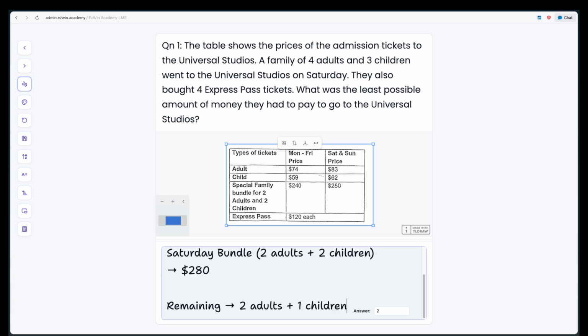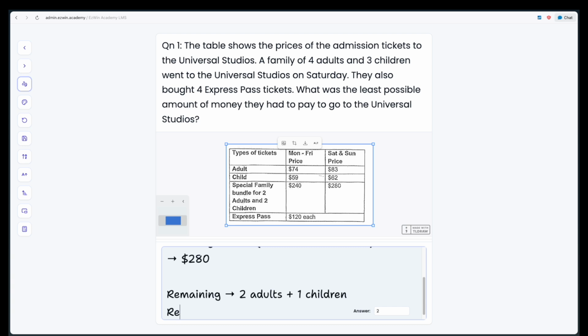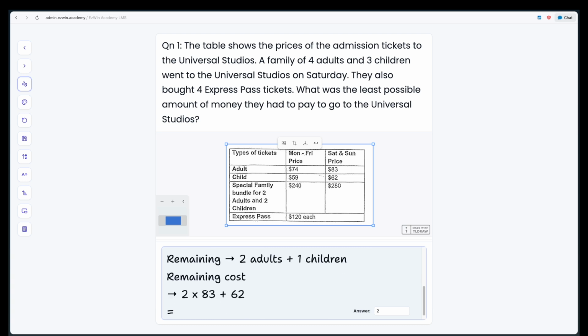Okay, so sadly we cannot add another child. If not, we can get 2 Saturday bundles. So that means the remaining cost will then be equal to 2 times, so what's the adults? 83. And then what's the children? Plus 62. So in this case, 2 times 83 will be 166 plus 62, which will then give us $228. All right, so we have the remaining cost.